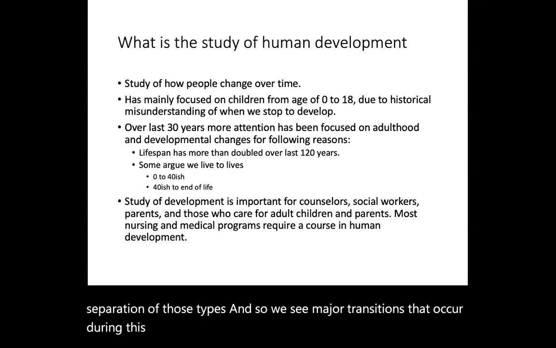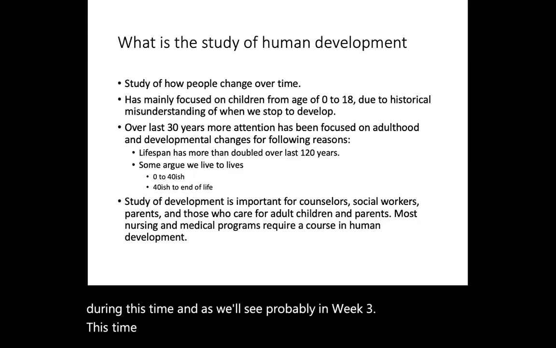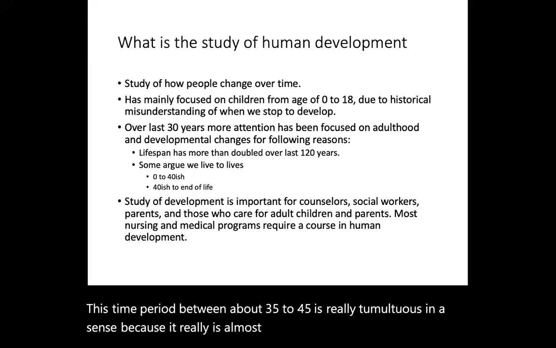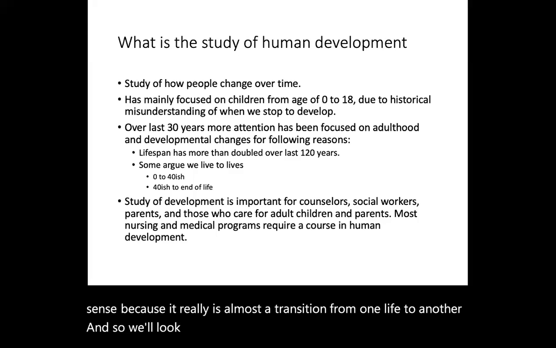And as we'll see, probably in week 3, this time period between about 35 to 45 is really tumultuous in a sense, because it really is almost a transition from one life to another. And so we'll look at the arguments for that as well.